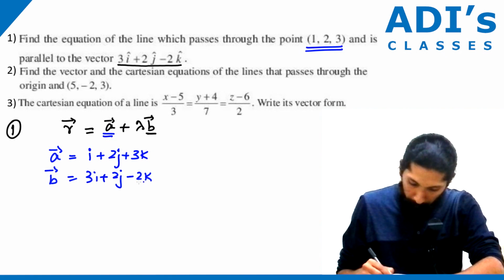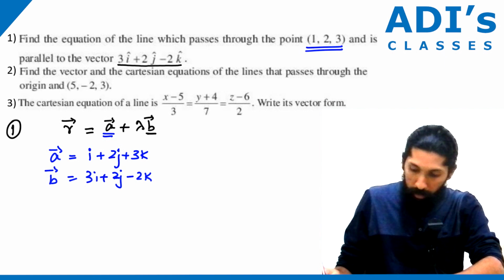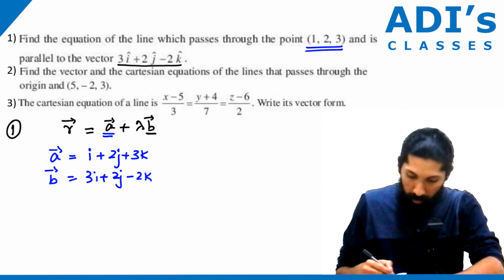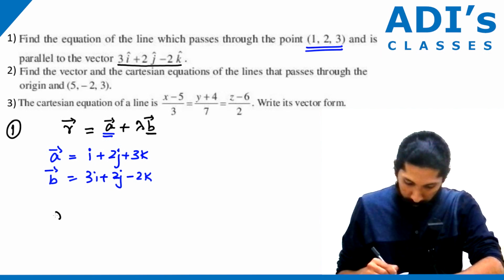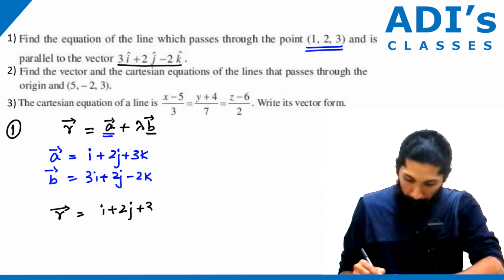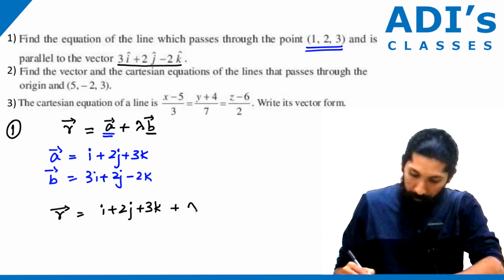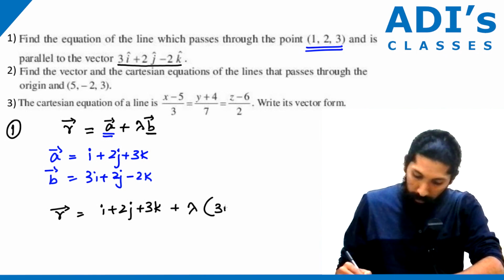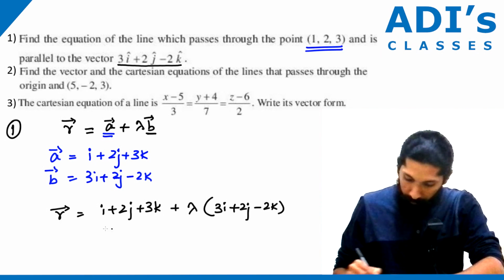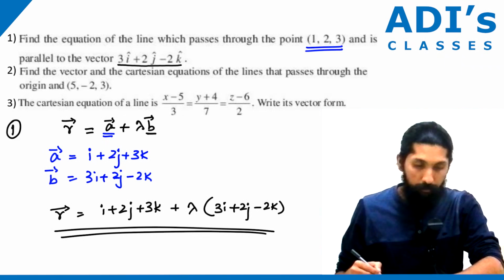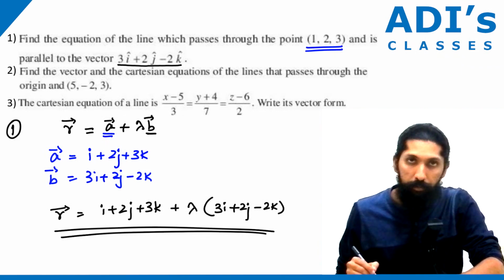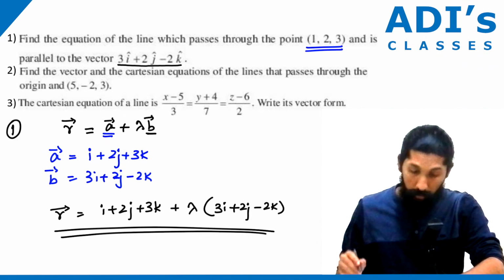minus 2k. So the equation is going to become, see, vector r is equal to a, which is i plus 2j plus 3k, plus lambda into 3i plus 2j minus 2k. This is going to be the equation of the line in vector form. Very simple. Fair enough? Let's do the next one now.